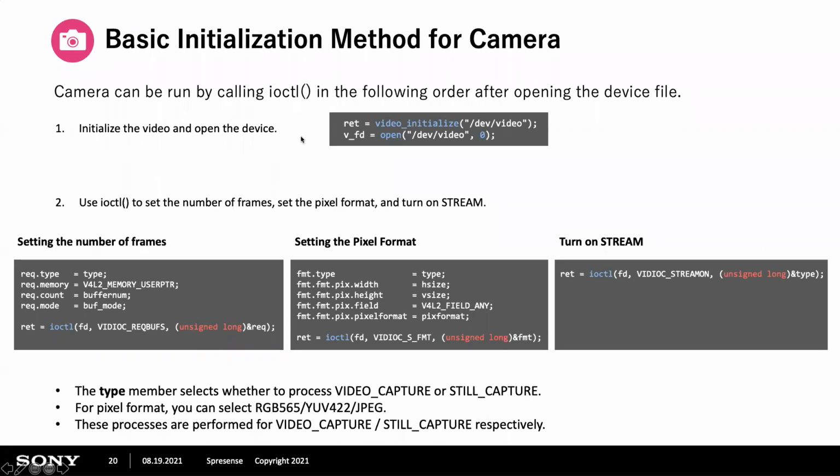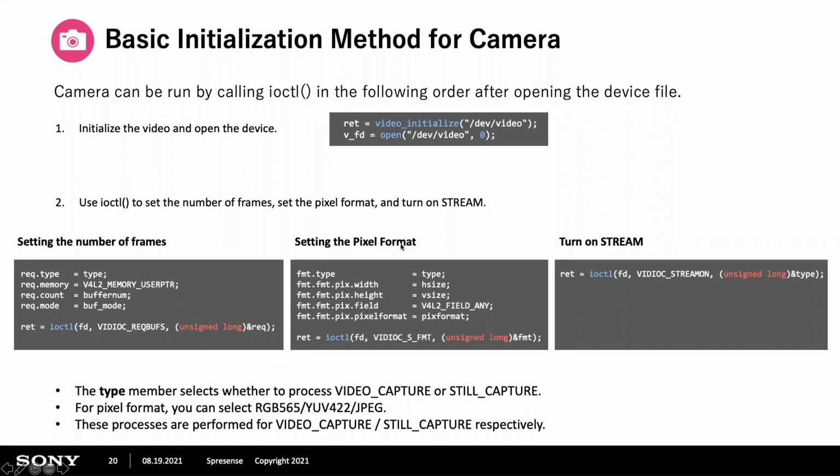For the camera, basically you initialize the video and open the device. These are the commands that you use to do that. And then in the next step, you need to use the IOCTL, and you set the number of frames, set the pixel format, and then also turn on the stream. So this is the code I put here for your reference, so you know where to start. But what you need to pay attention to is the type, because we said we have two types of stream. It could be a picture or video. So here, with the type, you can select whether it is a video or a picture.